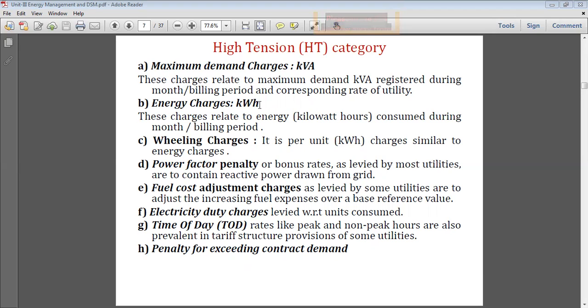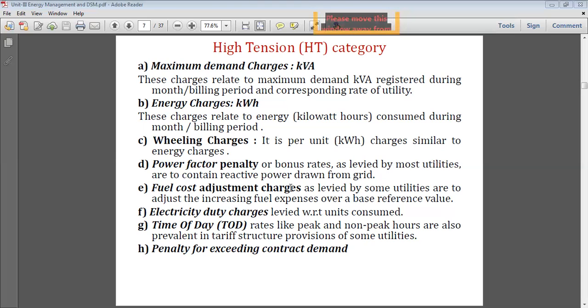Okay, so maximum demand charges in kVA, and energy charges, that is the actual energy consumed by the consumer. Nowadays it is kVAh billing. So your maximum demand charges and power factor penalty come into the kVA billing charges, and it still depends upon the number of units consumed by the consumer. Power factor penalty: if the power factor decreases to 0.9, 0.85, then there is a penalty. And if the power factor increases from 0.95 to 1, then there is an incentive.